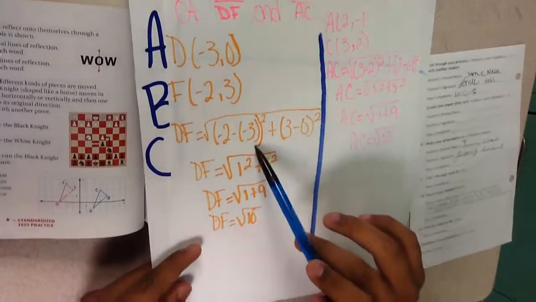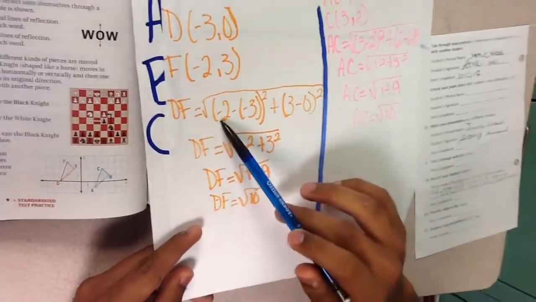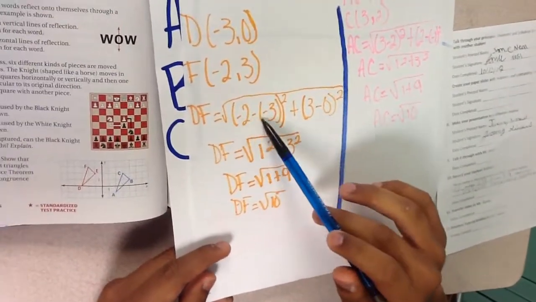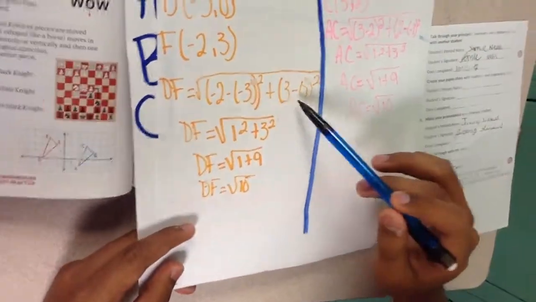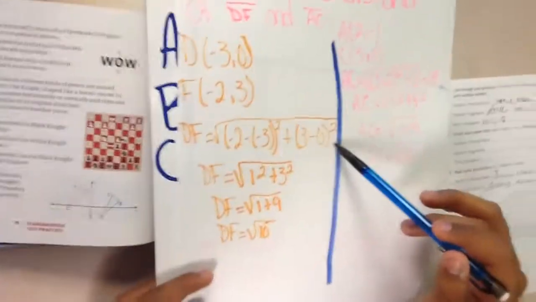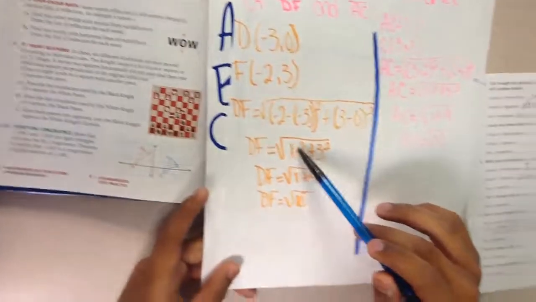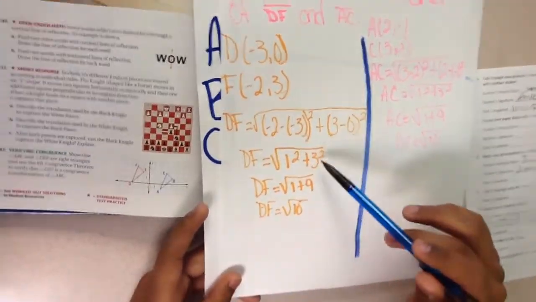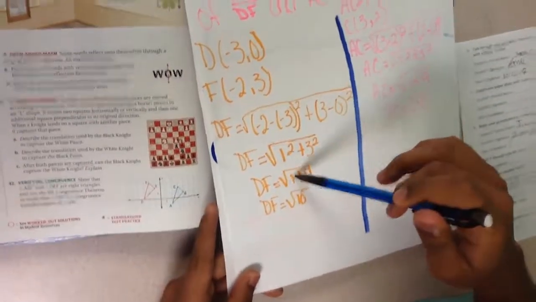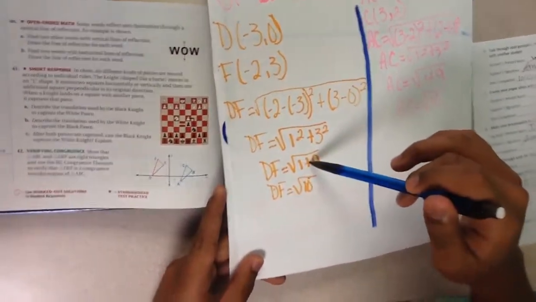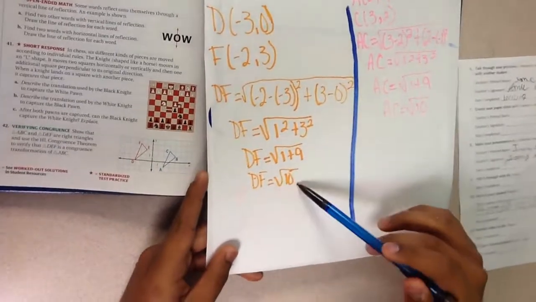So here we see DF. You plug it in the distance formula, and you get the square root of -2 minus -3 squared plus 3 minus 0 squared. And you solve this, then you get the square root of 1 squared plus 3 squared. After that, you get the square root of 1 plus 9. Then you add that, and you get the square root of 10.